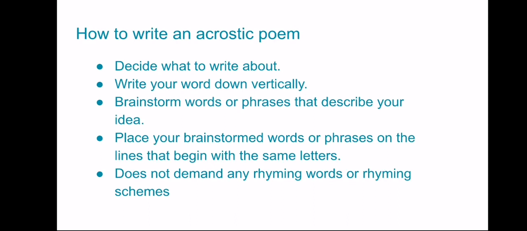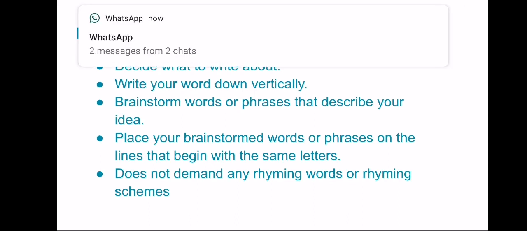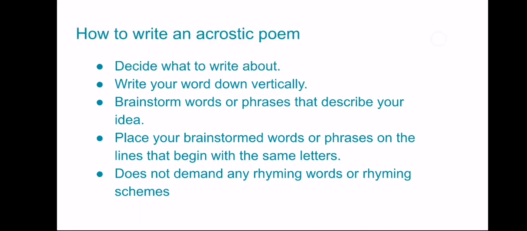What are the things we have to keep in mind while writing an acrostic poem? While writing an acrostic poem, we are going to think of a topic on which we are going to write the poem. And the word, which is generally the topic of the poem, is to be written vertically. We are going to find some words which describe that word, meaning the topic. So we are going to find some phrases or ideas or words which describe our topic.